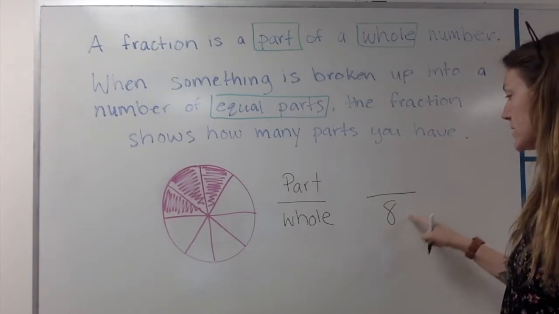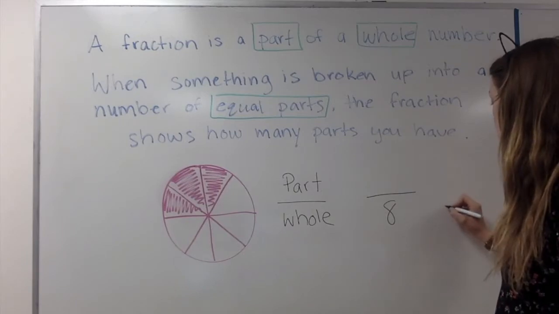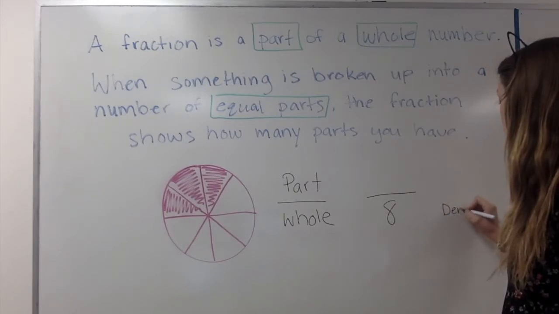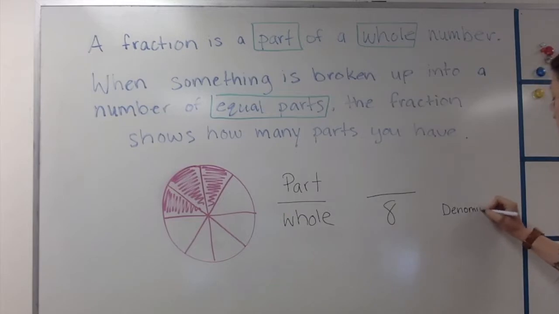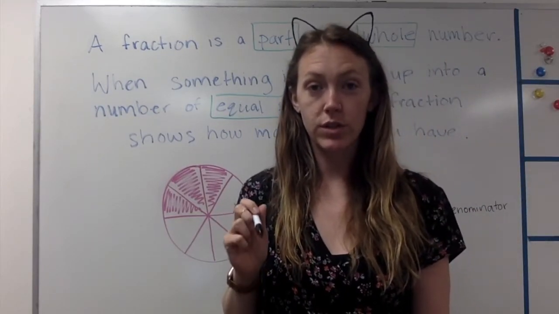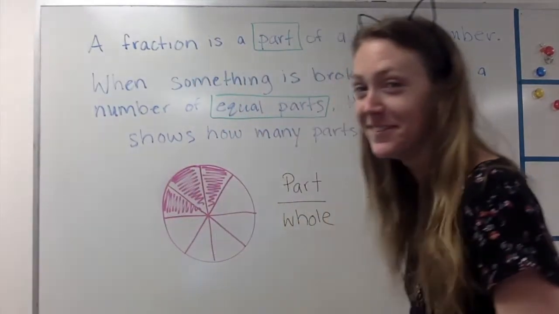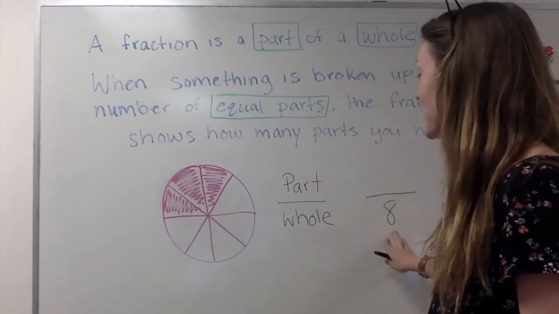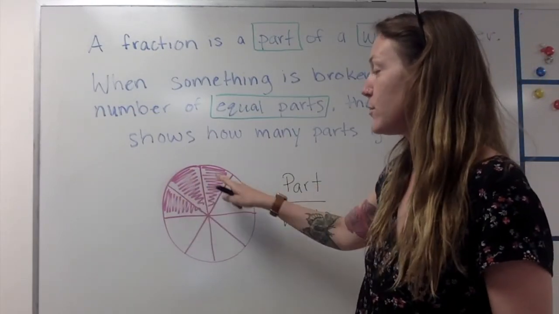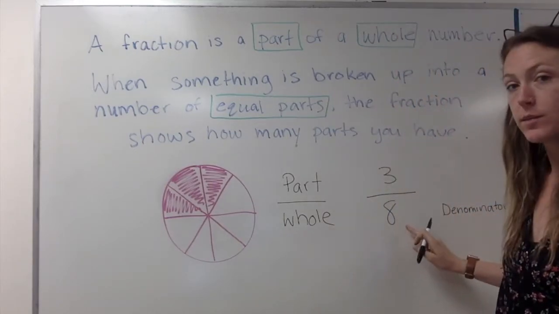A word for this, other than how many parts there are in the whole, is denominator. And I always find it easier to remember the word denominator when I say it in a demon voice. So if you say it like this, denominator, it's helpful. Okay, so we have 8 parts of our whole, and we have 3 parts shaded. So I have 3 of 8 parts.